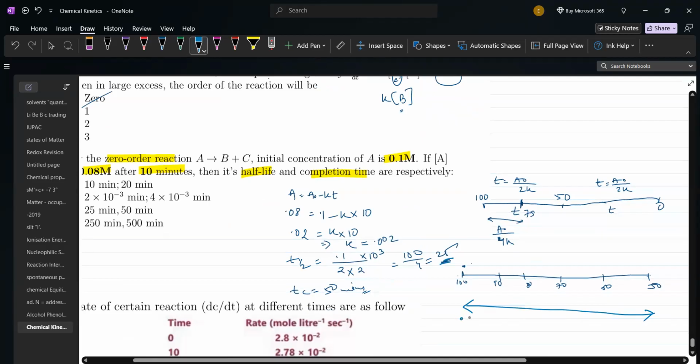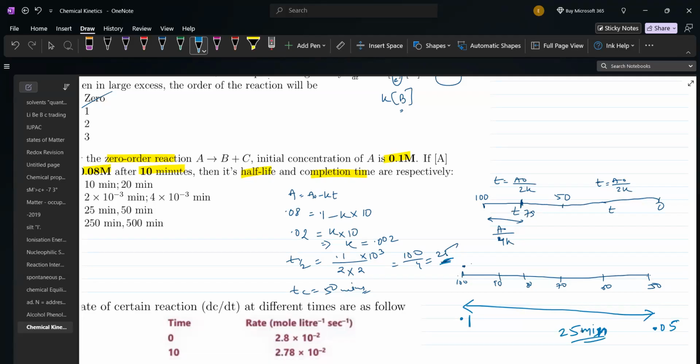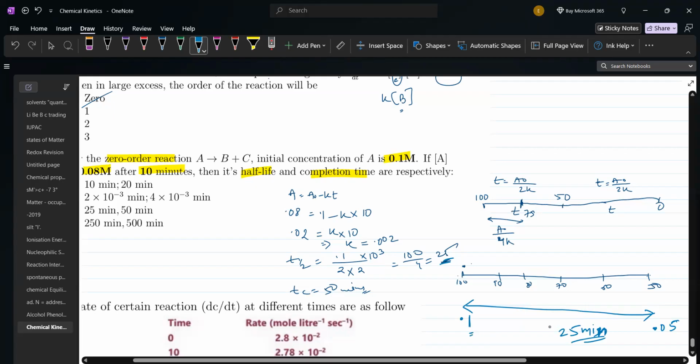So the concentration was initially 0.1, and here the concentration becomes 0.05. Okay, the concentration has reduced to half, and it has taken 25 minutes. From this we can conclude this, right, everybody? Yes, sir. The concentration has become half, 0.1 to 0.05, in 25 minutes.